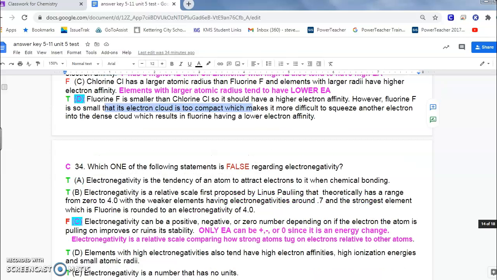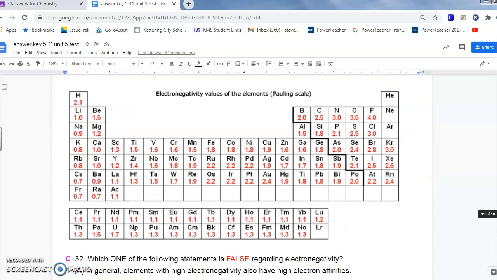Question 34. Which of the following statements is false regarding electronegativity? Is it the tendency to attract electrons in a bond? Yes, true. Is the scale first proposed by Pauling, does it have a range of 0 to 4? Yes. It's a relative scale, where 0 would be the lowest, 4 is the highest.